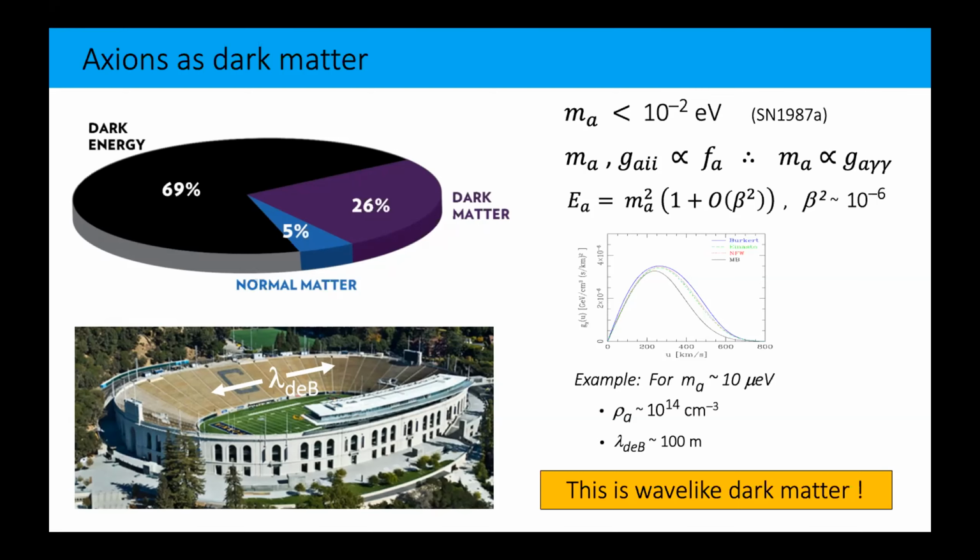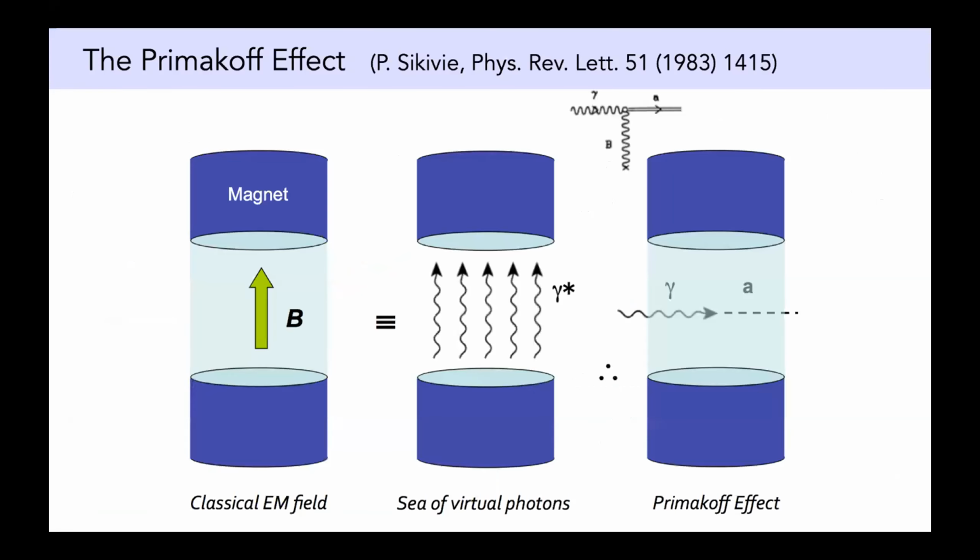The de Broglie wavelength of this is literally the size of a football field, with very high density. So axions and similar light dark matter particles plead to be discovered in a way that exploits their wave-like nature. And that is precisely the insight of Pierre Sikivie, now close to 30 years ago, in his Physical Review Letter, where he reminds us of the Primakoff interaction.